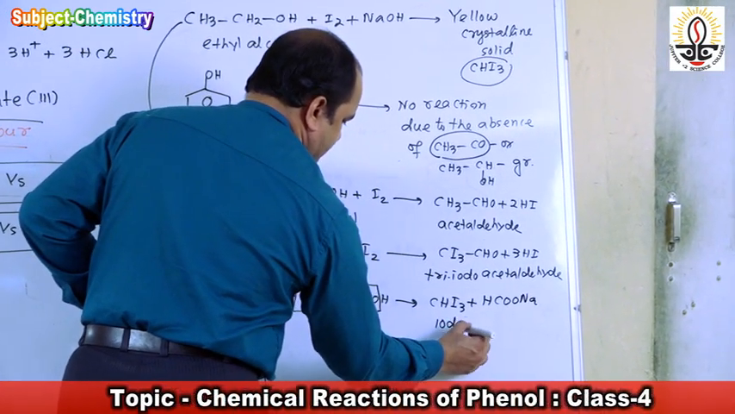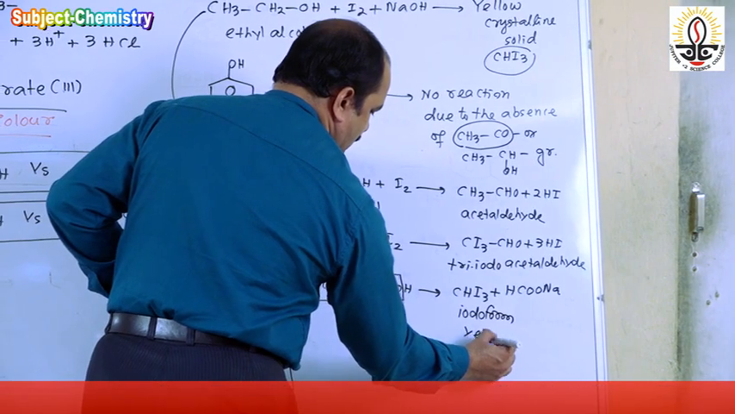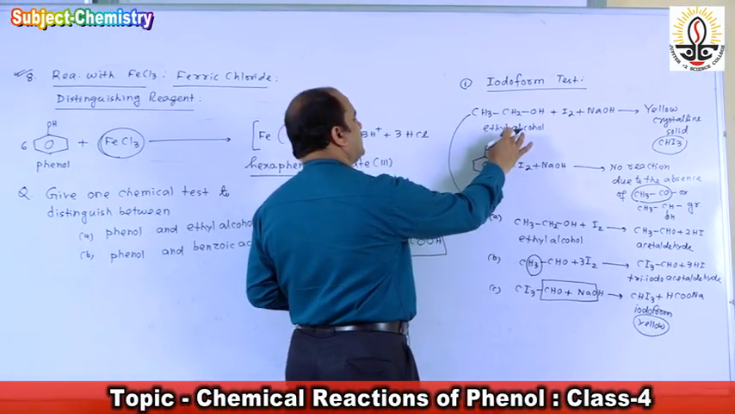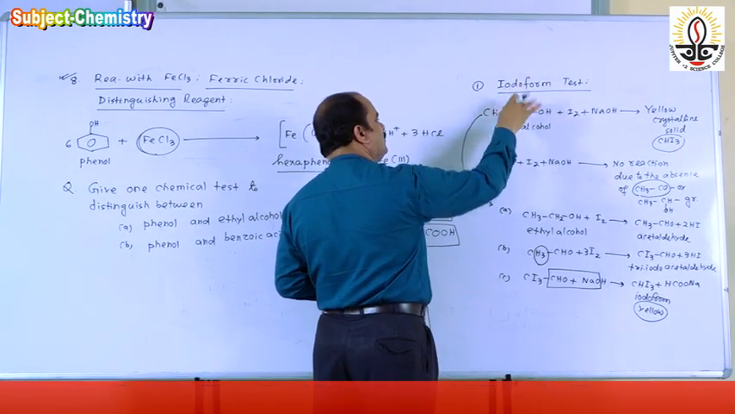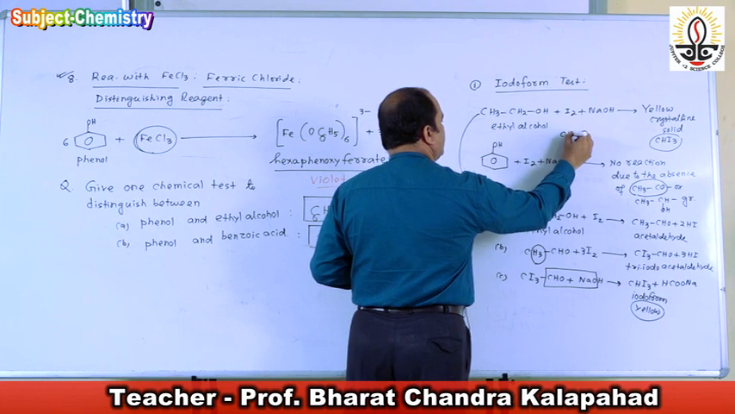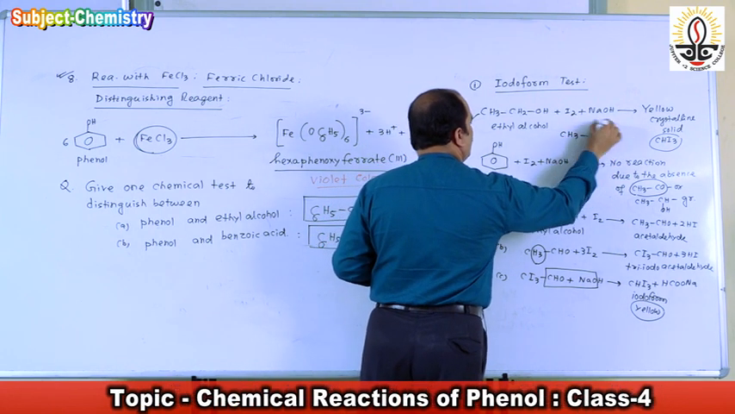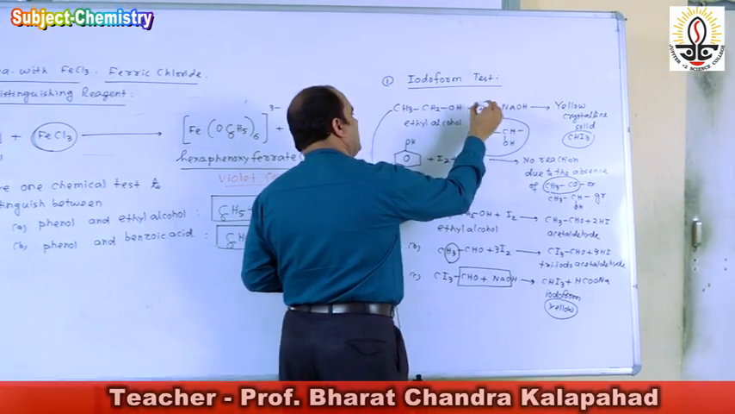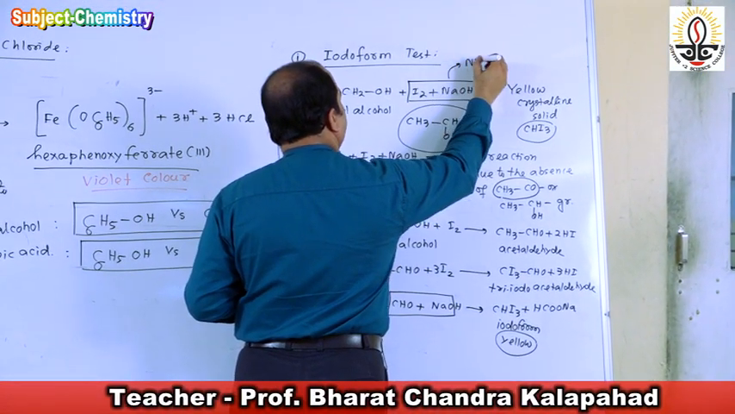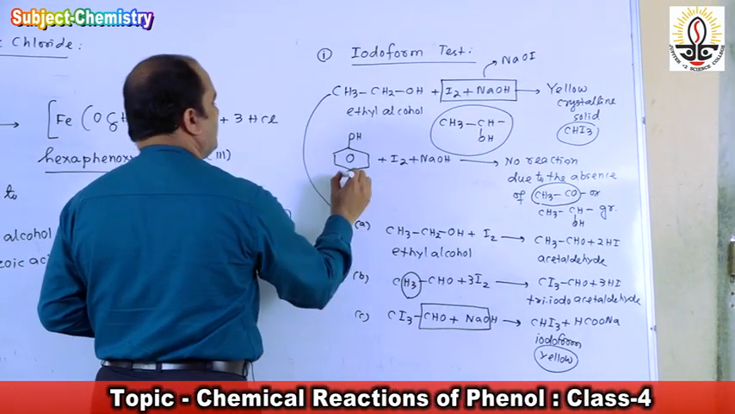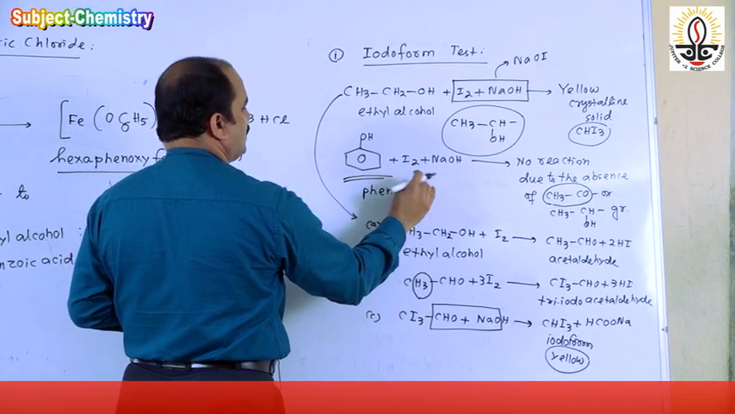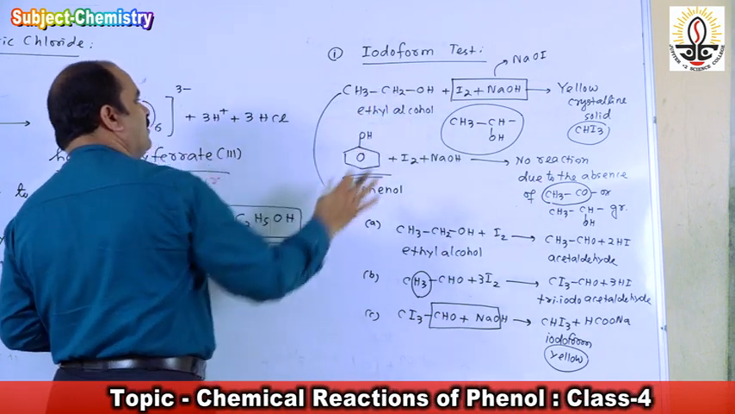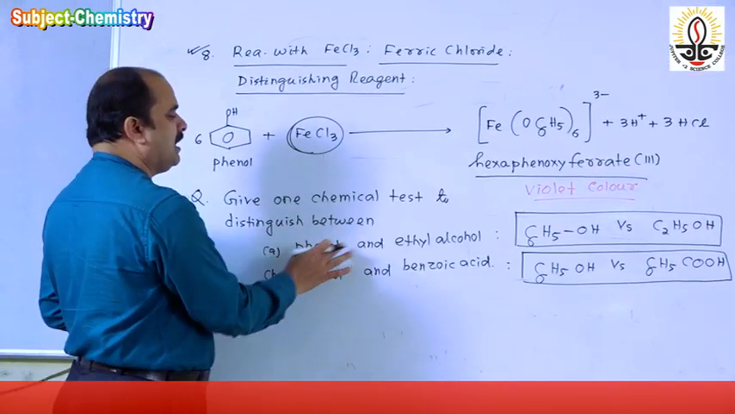It is iodoform, and the color is a yellow crystalline solid. So the iodoform test is a chemical test to distinguish between ethyl alcohol and phenol. Ethyl alcohol shows the iodoform test due to the presence of the CH3CHOH group. So ethyl alcohol gives a yellow crystalline solid when treated with I2 plus NaOH, or we can take NaOI, sodium hypoiodite. But phenol does not respond to the iodoform test, due to the absence of a CH3CO group or a CH3CHOH group.